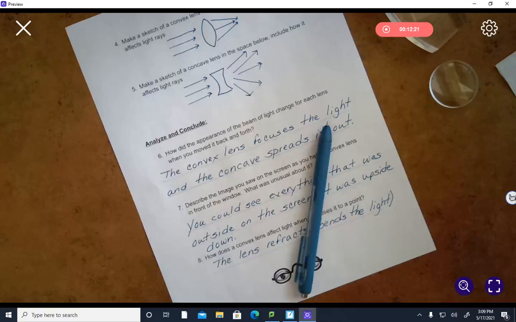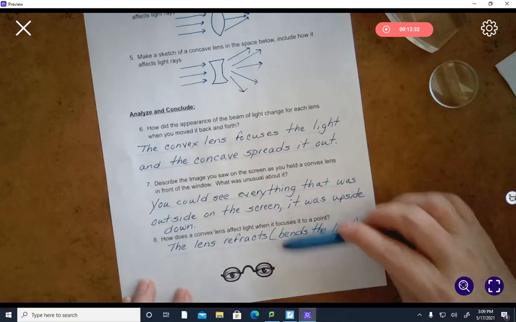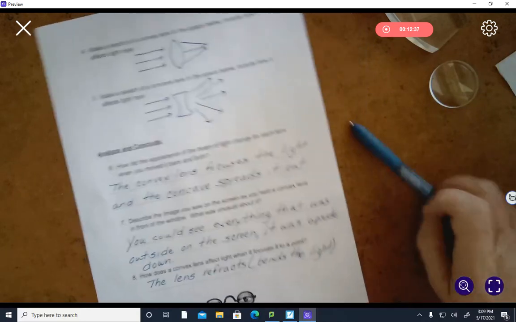Hopefully you can try it at home if you have a magnifying glass. But this is what we're going to be doing tomorrow, using our refract word, so we know that that means bending light.